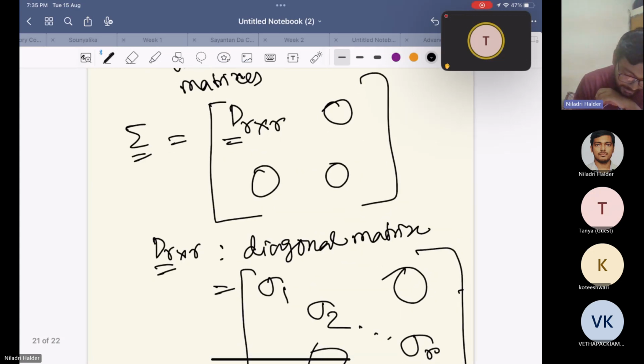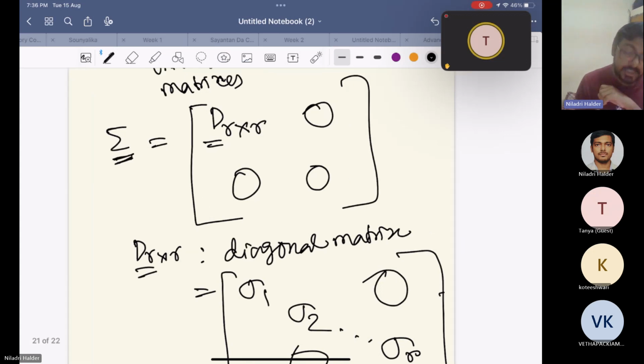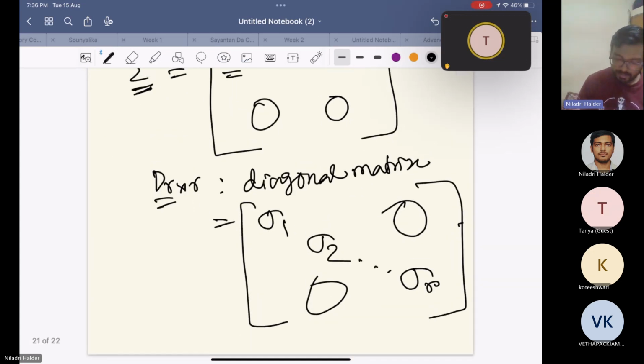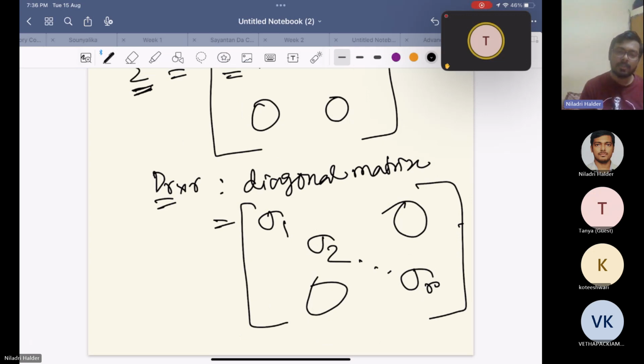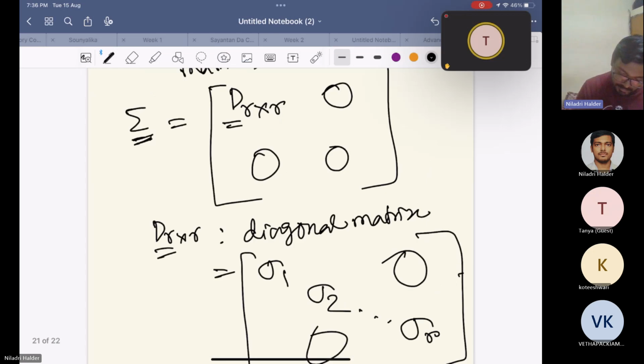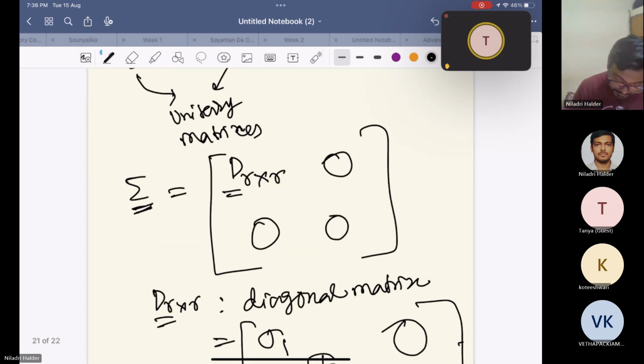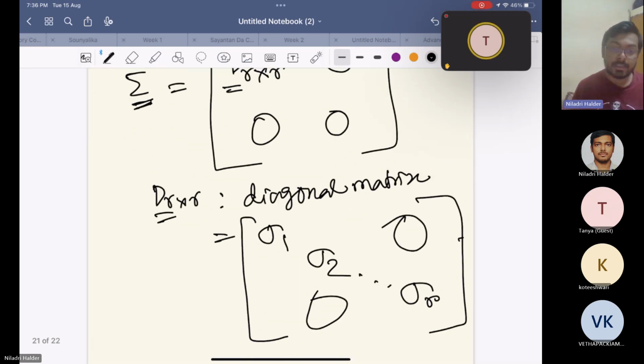And so sigma can be constructed using the D matrix. And D is a diagonal matrix where the diagonal elements are the singular values of that matrix A. So this is the theorem.